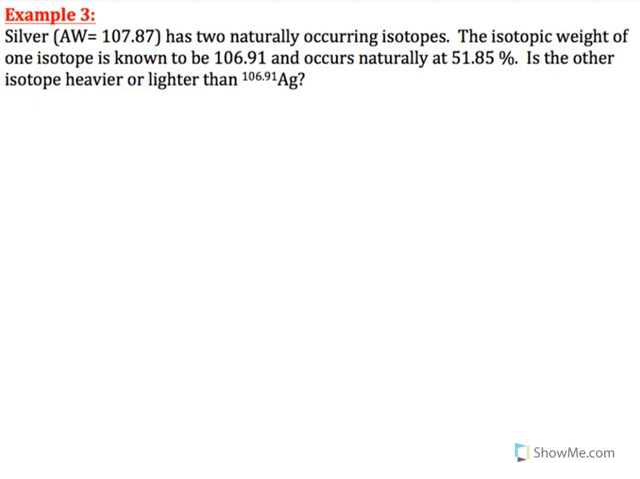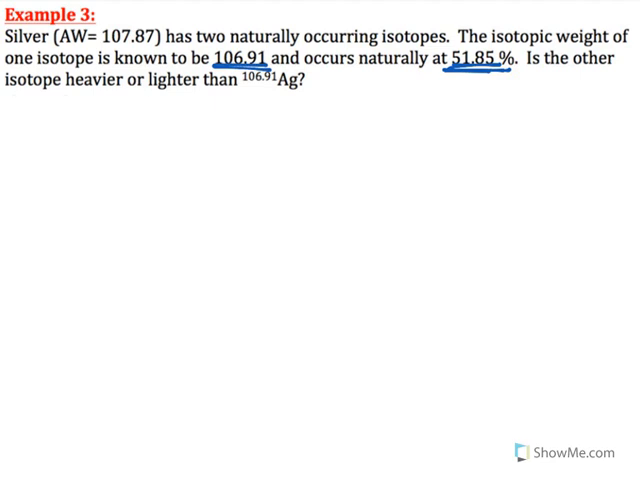Silver with an atomic weight of 107.87 has two naturally occurring isotopes. The isotopic weight of one isotope is known to be 106.91 and occurs naturally at 51.85%. Is the other isotope heavier or lighter than silver 106? Looking at this problem initially, it may seem like there isn't enough information. Hey, we only have the information for one of the isotopes. We can solve this question either intuitively or by simple math. First, we'll use math to solve this problem, and next we'll look at the answer and see if it makes sense with what we know.